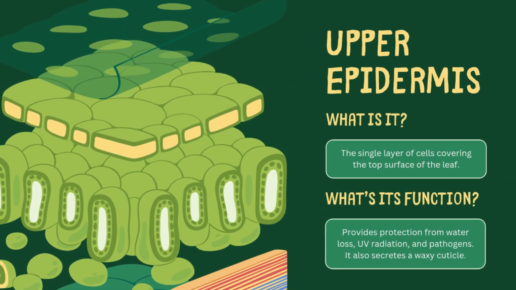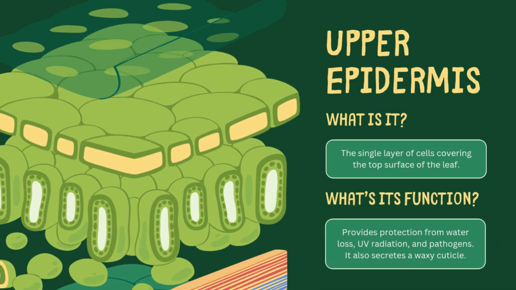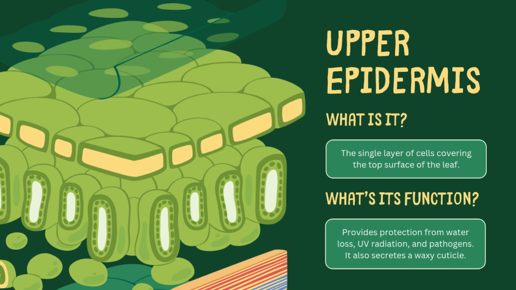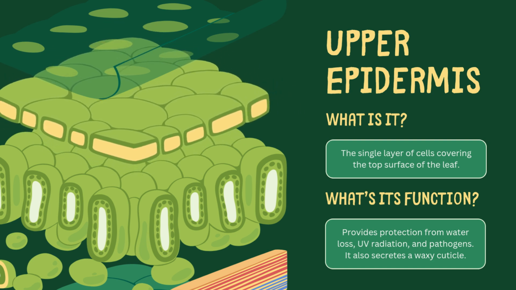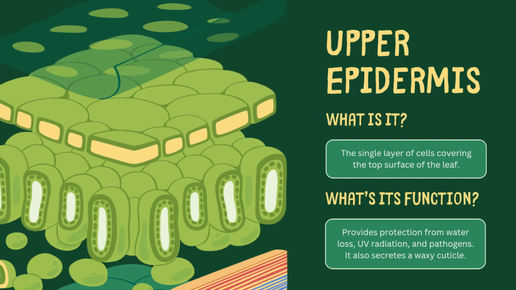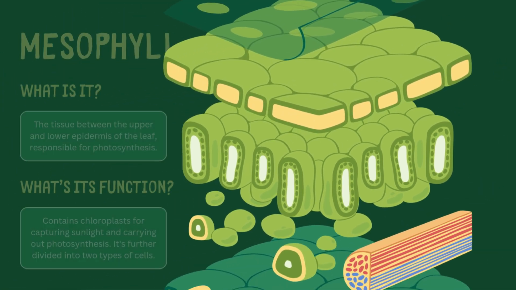Next is the upper epidermis. The upper epidermis is the single layer of cells covering the top surface of the leaf. It provides protection from water loss, UV radiation, and pathogens. It also secretes a waxy cuticle.